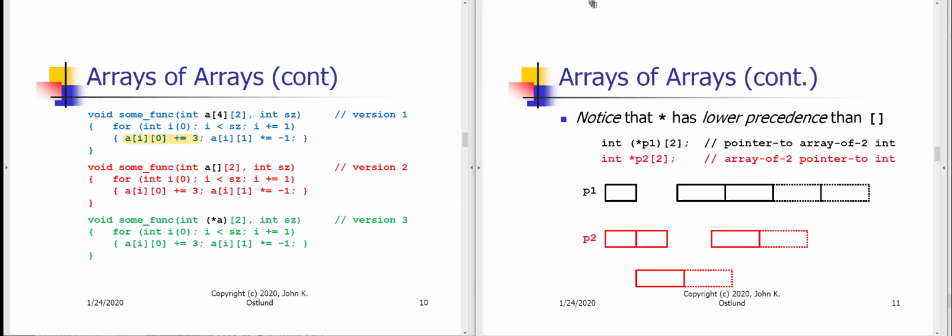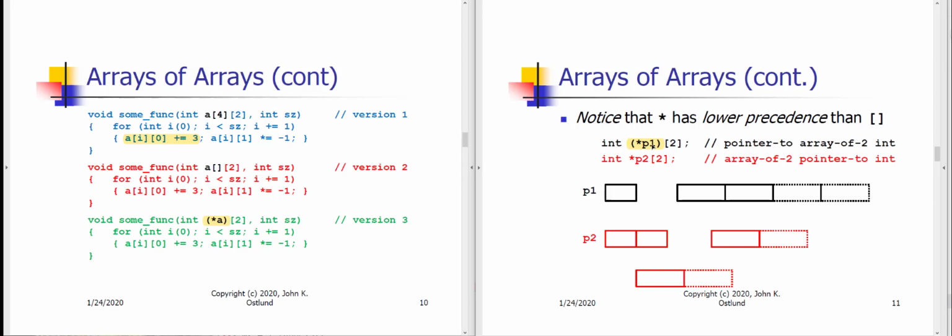Okay, so moving on to slide 11, I mentioned that these parentheses around star A are extremely important in the sumfunc implementation. The parentheses make A be a pointer to an array of 2 ints. Without the parentheses, A would be an array of 2 pointers to ints. All right, so here we have a focus on that distinction.